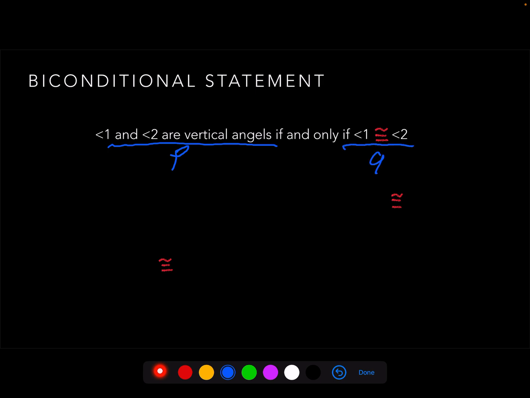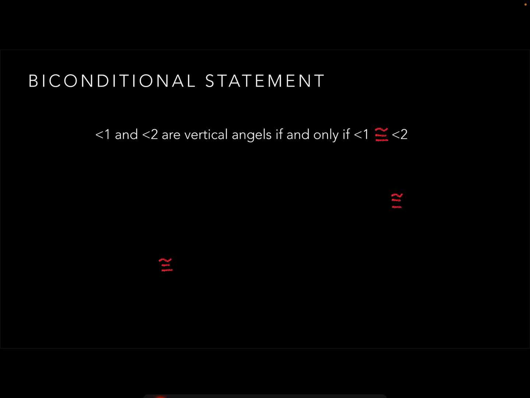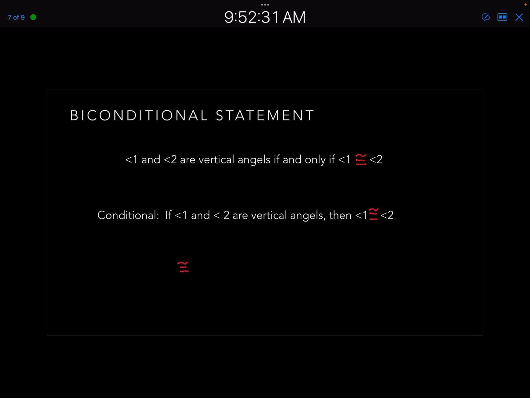They're congruent. That's our Q. So if we're writing the conditional statement, the conditional statement to that would be: if angle 1 and angle 2 are vertical angles, then angle 1 and angle 2 are congruent to each other. Okay, so I just took it from a biconditional and wrote it as a conditional statement. Remember, all conditional statements are if-then. If this happens, then that happens.